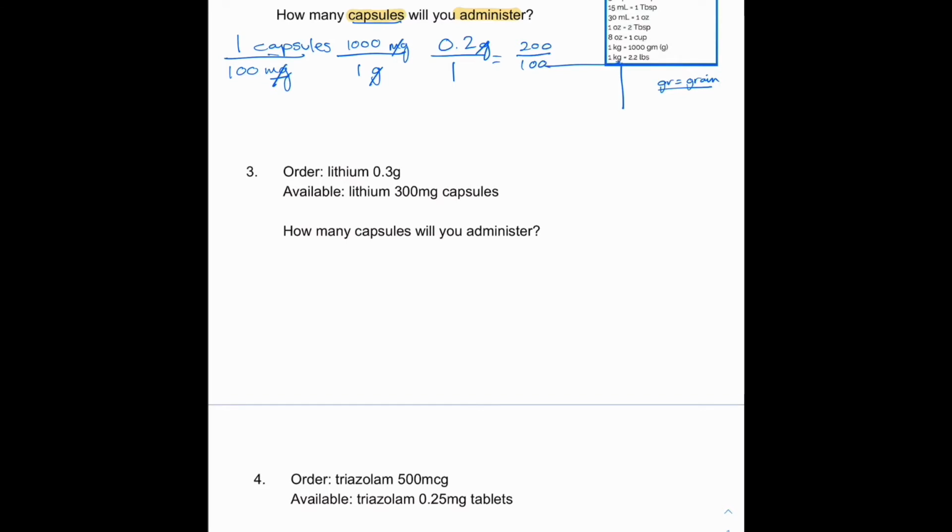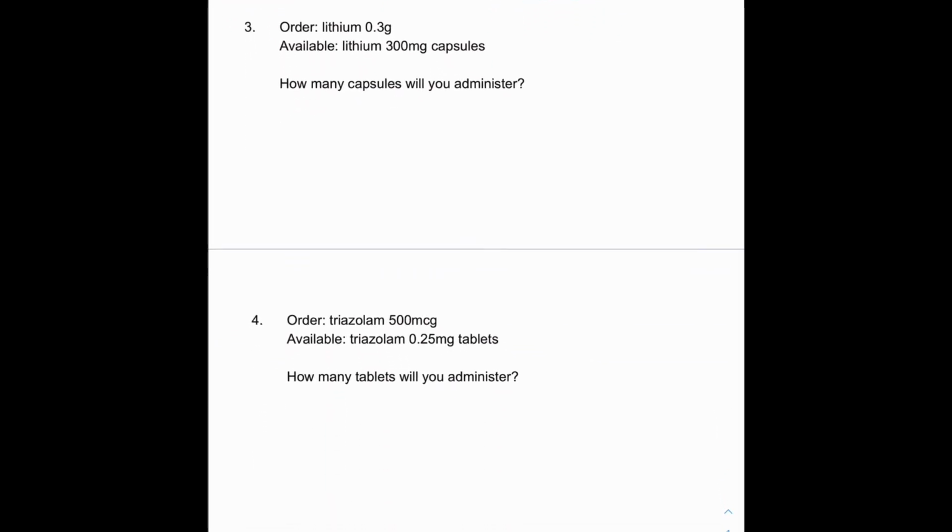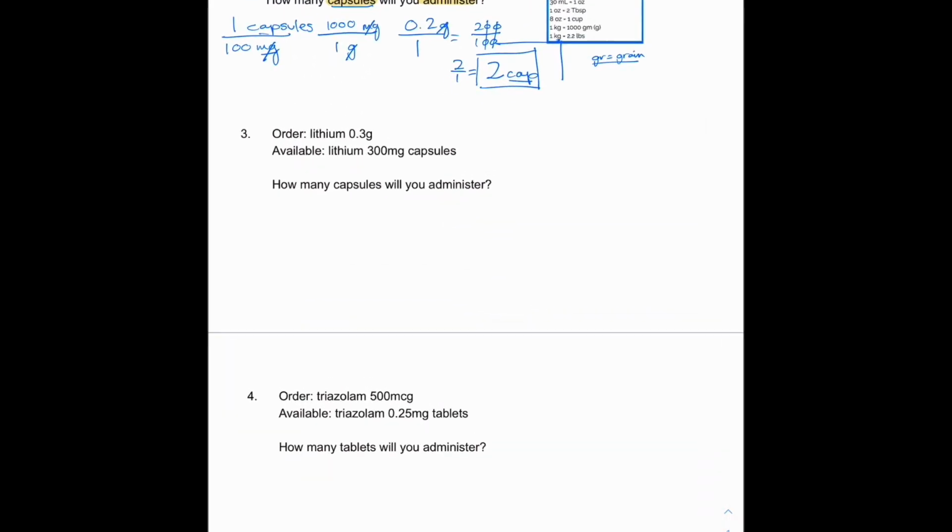Now, cool thing, canceling is just a fun thing to do, so we're going to do it with our zeros too. If they're in the same place value, that means we get to cancel those zeros, and that leaves us with 2 over 1, which is equal to 2. So 2 capsules. Always make sure that you are putting your units in there as well to identify exactly what it is that you're going to be giving.